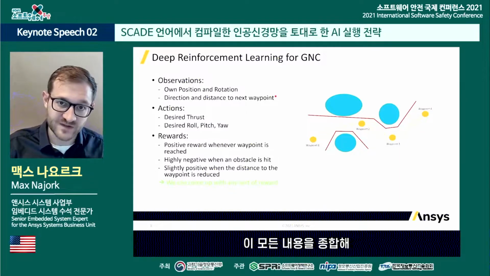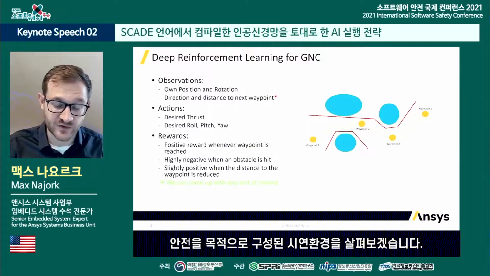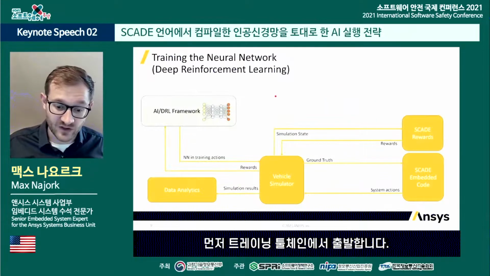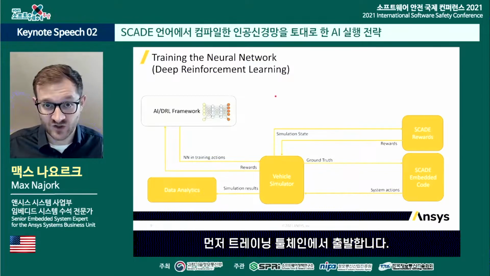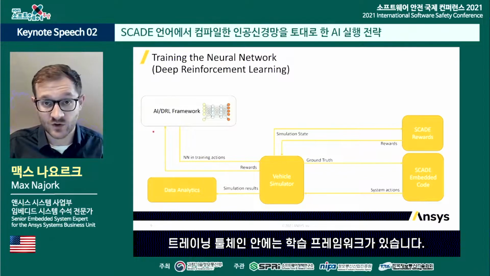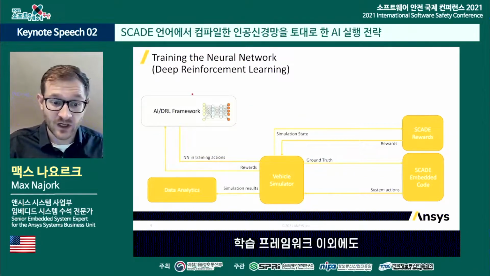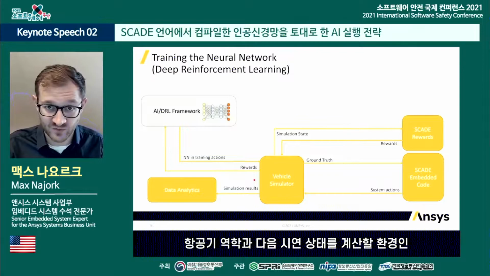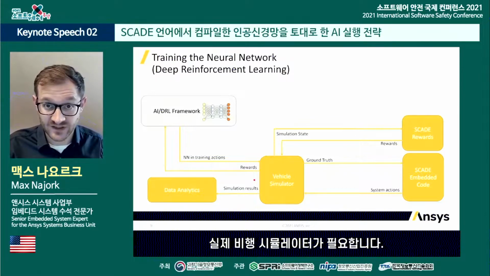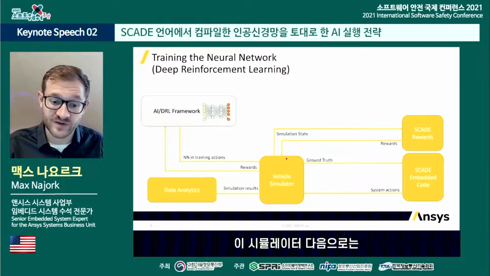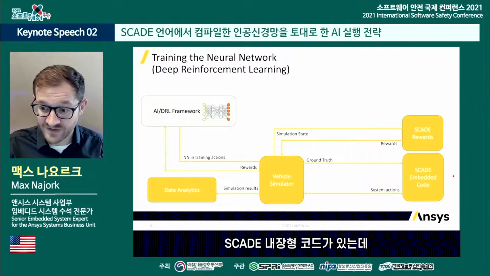Now, bringing these pieces together and, as said, moving it to a synthetic simulated environment for safety reasons, we have started with our training toolchain. In the training toolchain, we need a learning framework, which we took as an open third-party tool. In addition to the learning framework, we need to give it access to the actual vehicle simulator, the environment that's going to compute the dynamics of the vehicle, that's going to compute the next simulation state. And adding to this simulator, we have our Scade embedded code.